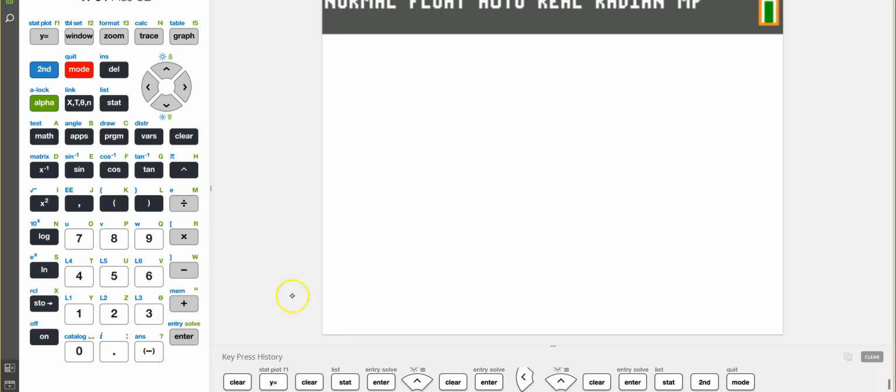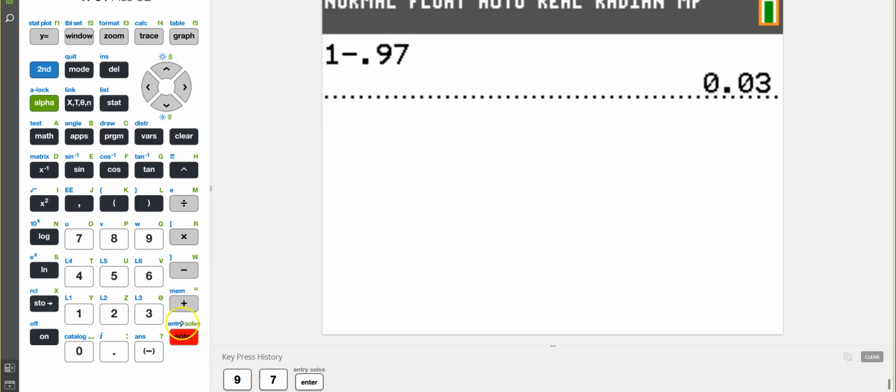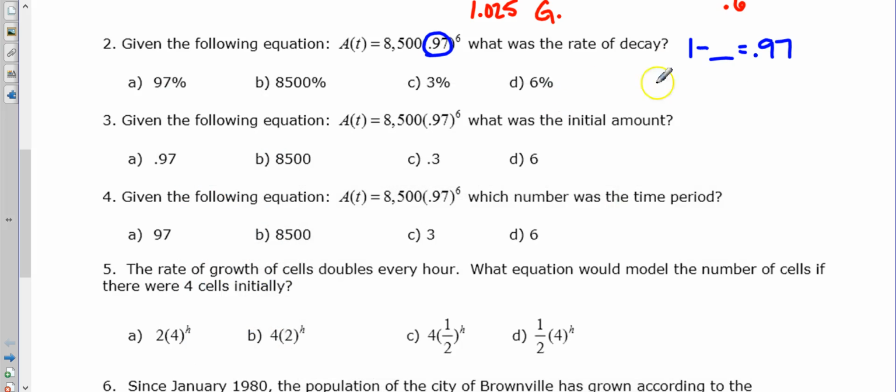Okay, 1 minus what equals 0.97. And I can do that by saying 1 minus 0.97, and that equals 0.03. Okay, so 0.03 is what I subtracted by. Now, you notice all of these are in percentages, okay? Rates are going to be in percentage. So in order to take a decimal to a percent, what we're going to do is we're going to multiply by 100. When you multiply by 100, you move your decimal 2 times, which means this would be 3%. So my answer is C.